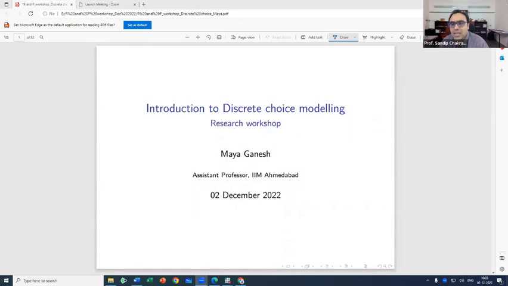Professor Ganesh is an assistant professor at the Indian Institute of Management, Ahmedabad. She is a faculty in the production and quantitative methods area. Professor Ganesh, today, the topic of this workshop, as you all know, is Introduction to Discrete Choice Modeling. So we are going to not only hear from Professor Ganesh about discrete choice modeling, but I'm sure she'll make it interactive, because it's a workshop, not necessarily a research talk.